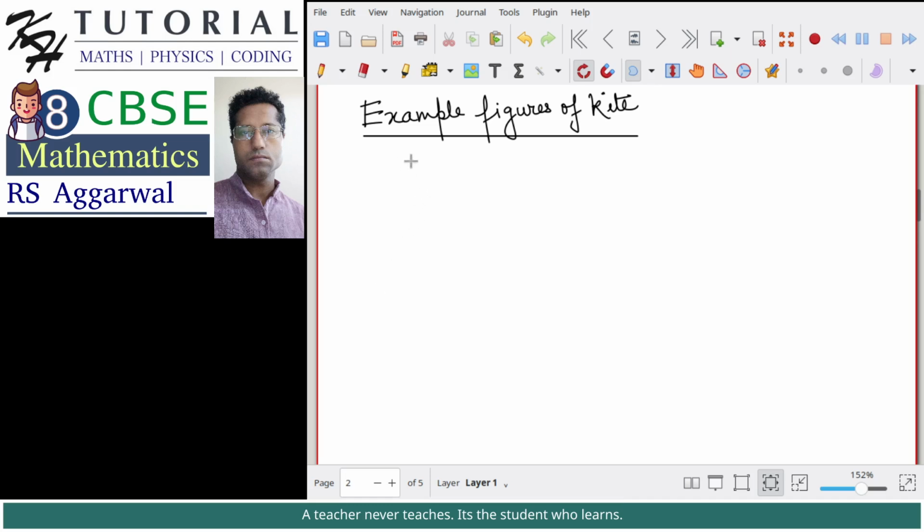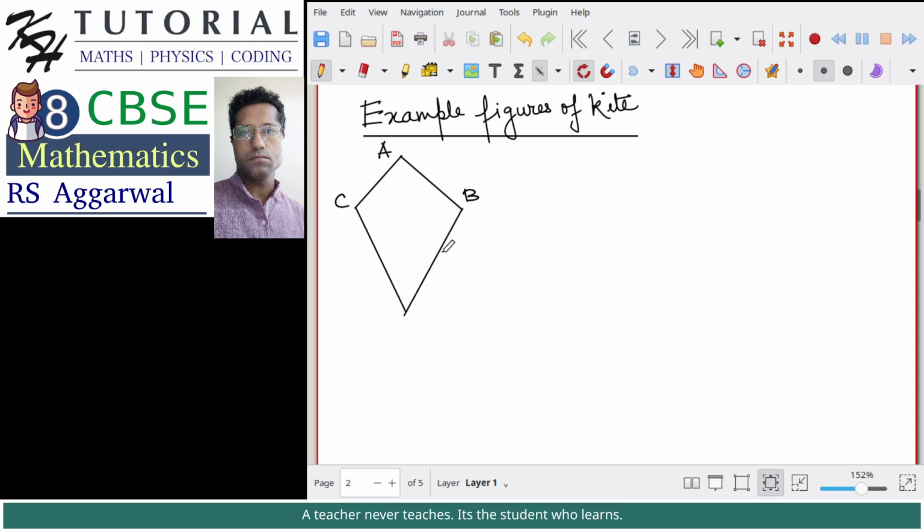Okay, so let's say one pair of equal adjacent sides be this. Let's say this is A, this is B, and this is C. So AC and AB are one pair of equal adjacent sides of a quadrilateral. Now we will draw the other two sides. Since we are drawing a kite, the other two sides also have to be equal. So it will be something like this.